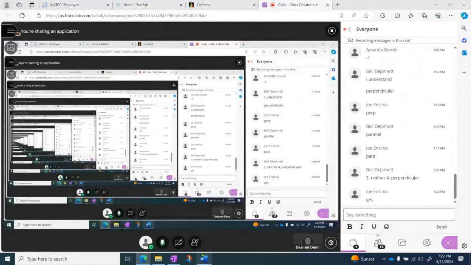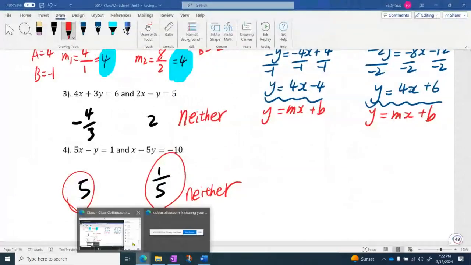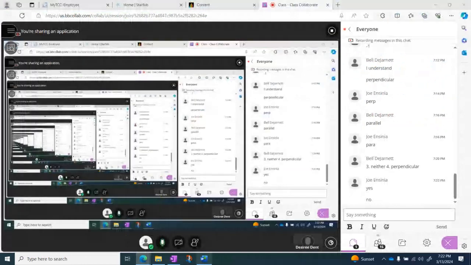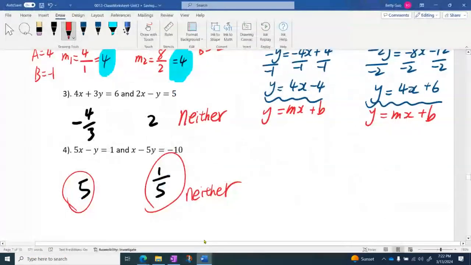They are not. Yeah, they are not. Okay, English is confusing. First line has slope 5. Second line has slope 1 over 5. The two slopes are not opposite reciprocal. They are reciprocal.